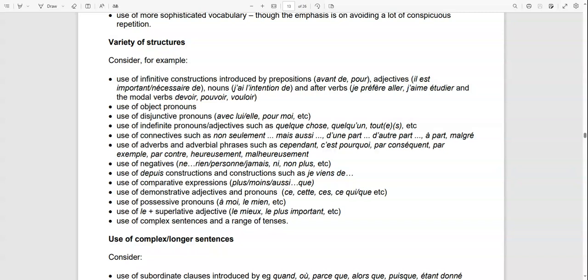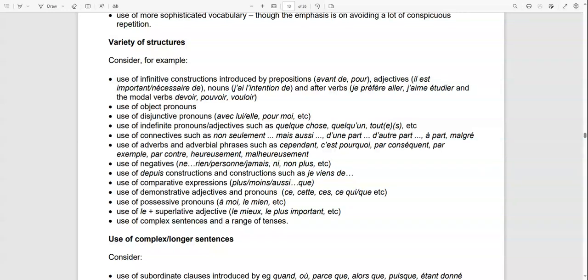It also mentions use of indefinite pronouns and adjectives. So we're talking about things like something, quelque chose, someone, quelqu'un, everything, tout, or everyone, tous.